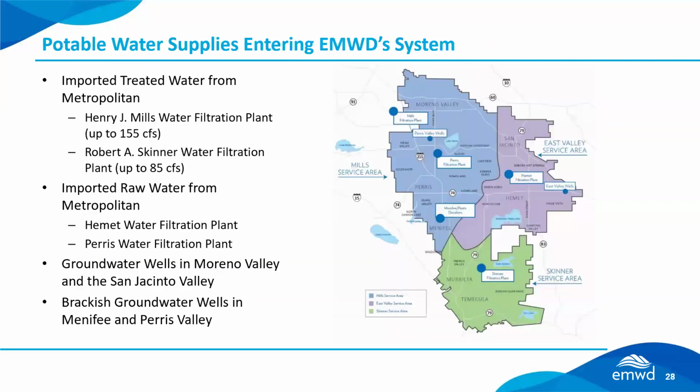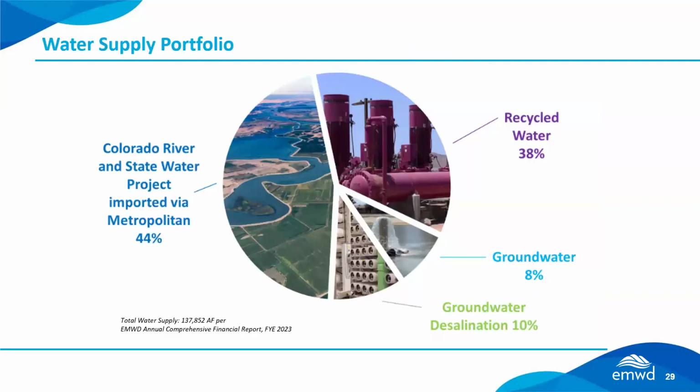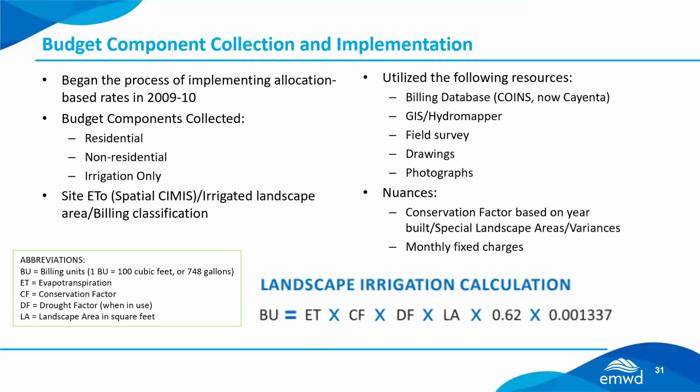And this is one very unique thing about Eastern, that we have a very diverse supply portfolio. It's very forward-thinking, trying to be as locally reliable as possible. And as mentioned, we do have some desalination within our area. We import raw and treated water. And then we have some brackish groundwater wells within our service area. And just to put that in a percent perspective, this is what our portfolio looks like as far as our recycled water versus groundwater, desal, and then our imported water. And then I will hand it over to Dan to go into the historical view of how we implemented budget-based rates at Eastern.